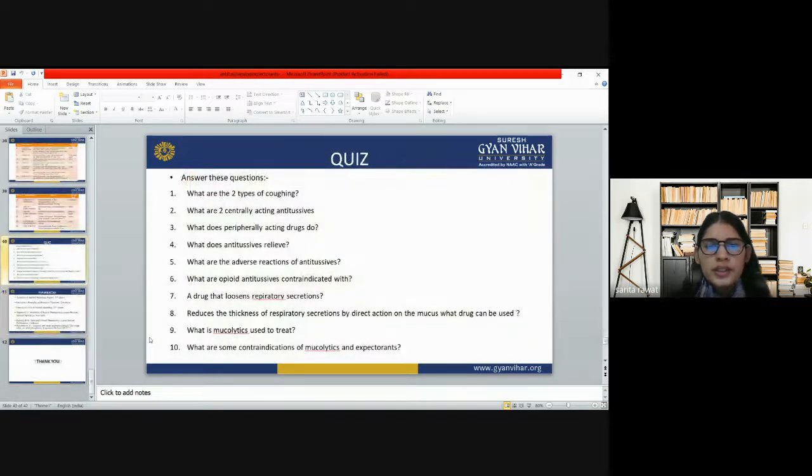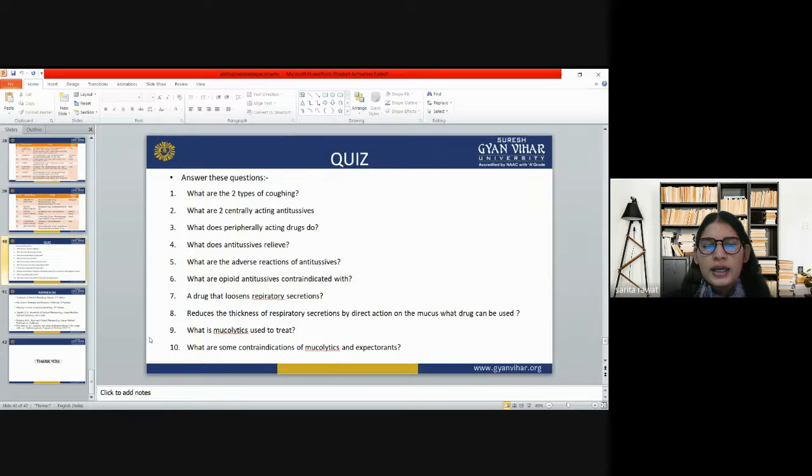So the next question is, what are opioid antitussives contraindicated with? You can see I have already answered this question: opioid antitussives are contraindicated in asthmatic patients, in non-conscious patients, and in children, because they cause side effects like drowsiness. They depress the CNS, so it may cause other harmful effects to the patient also.